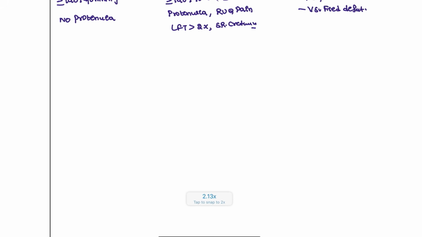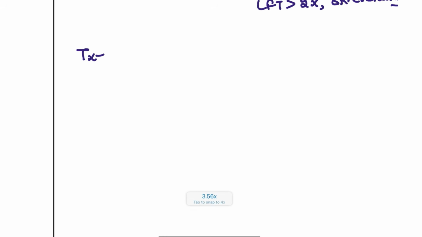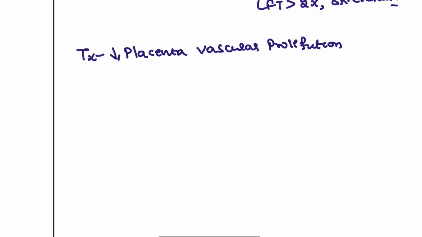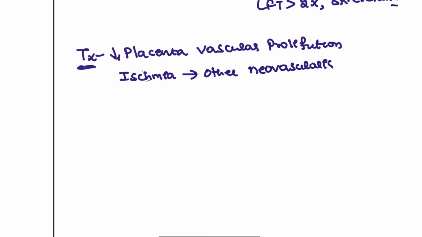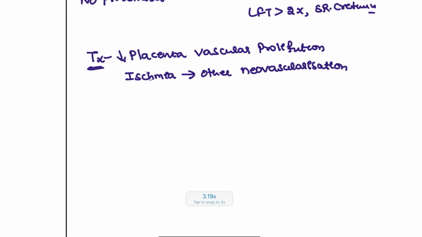And how are we going to start the treatment? The treatment is most important here. Why is the pathology occurring? There is decreased placental vascular proliferation, which most commonly causes this condition. If there is decreased placental vascular proliferation, there is a high chance of progressing to ischemia, and then it can produce other agents to cause neovascularization. That's why the patient has this condition.